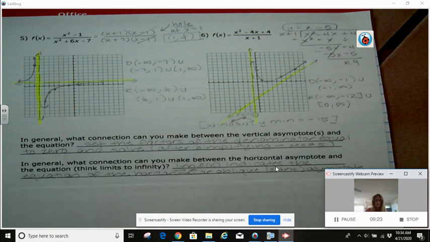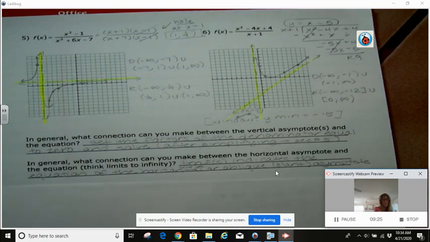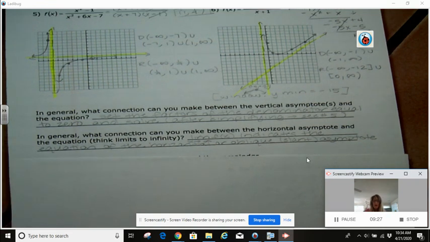Now, I don't know if you made this connection or not, but the horizontal or slant asymptotes are actually tied into your limit as x approaches infinity rules. And if you went back through the functions, you'd see that if it was a rule 1, where the degree of the numerator was smaller than the degree of the denominator, you just got a horizontal asymptote of y equals 0. And if it was a rule 2, where the degree of the numerator and the denominator are the same, then the limit to infinity is the same as your horizontal asymptote.